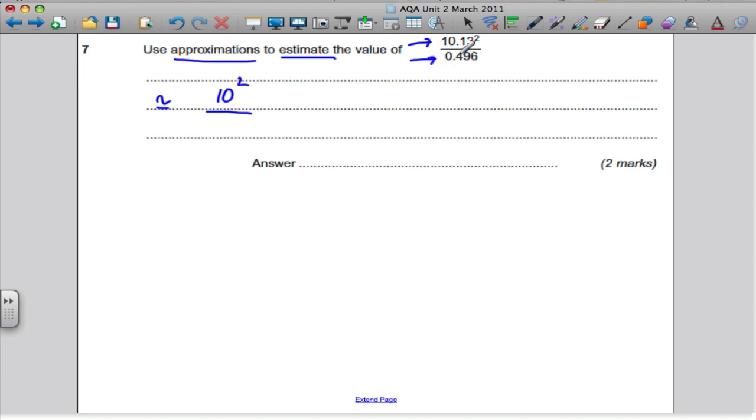Look at the bottom, the first non-zero number is 4, it's in the tenths column. The nearest tenth to 0.496 is 0.5, so round that to one significant figure to 0.5. 10 squared is 100, 100 divided by a half. How many halves in 100? Well, there are 200. Or you could think of it as dividing by a half is like multiplying by 2. So this would be approximately 200.